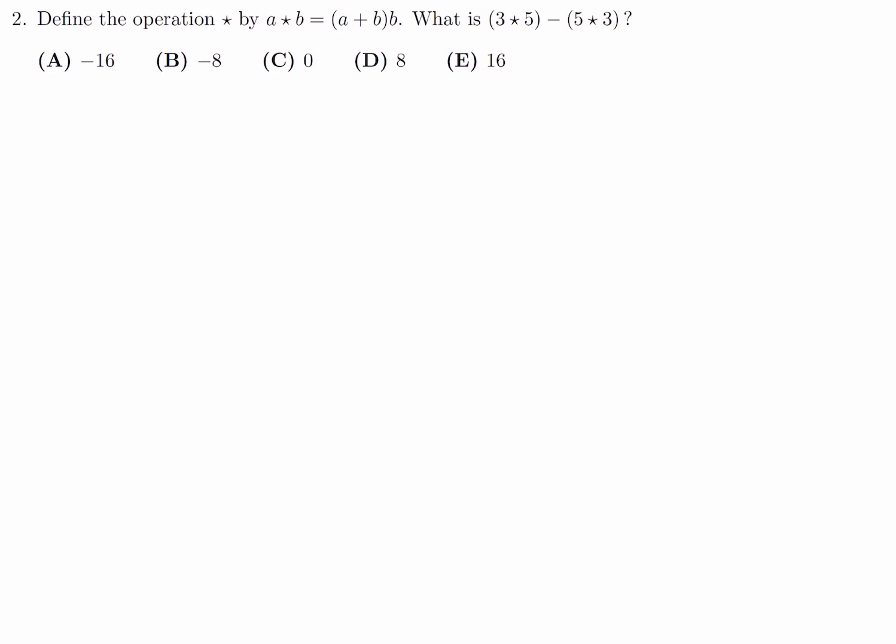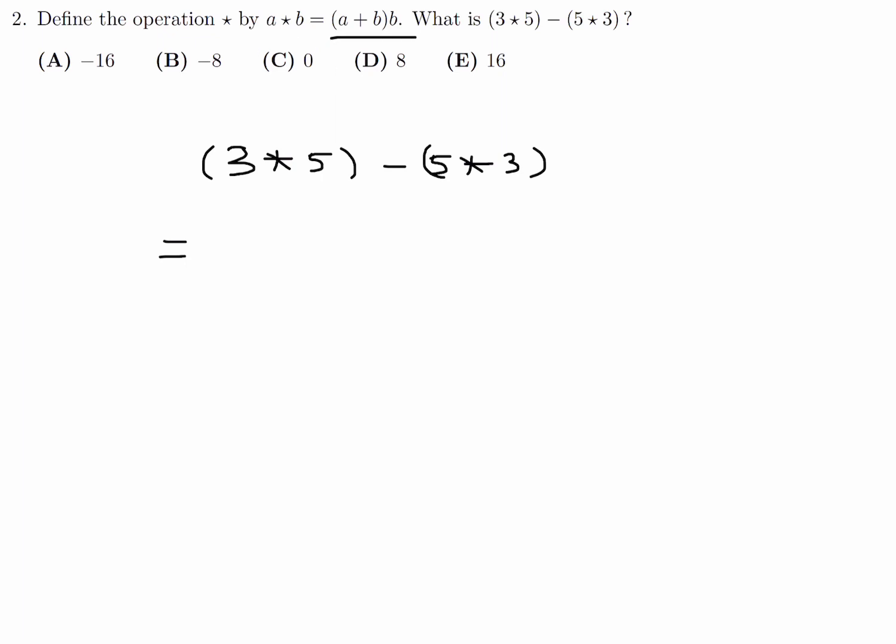Define the operation star by A star B is equal to A plus B, all multiplied by B. What is this expression equal to? So we've got 3 star 5 minus 3, or 5 star 3. All right. So here we go. Please do not select 0 and move on. It doesn't work that way.